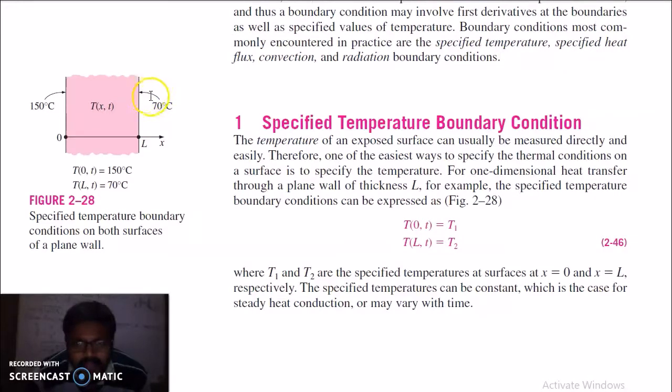Therefore, one of the easiest ways to specify the thermal condition on a surface is to specify the temperature, which is T at this side 0 at time t. The initial condition at the start of the heat transfer is 150 degrees Celsius, and T here at L is 70 degrees Celsius. So this is your T1, this is your T2. T1 and T2 are the specified temperatures at surfaces x equal to 0 and x equal to L.